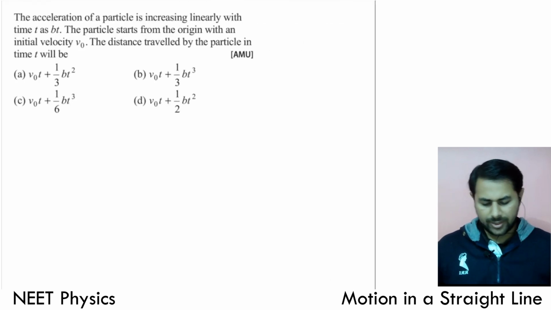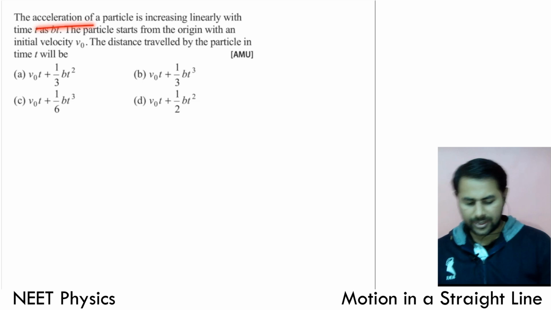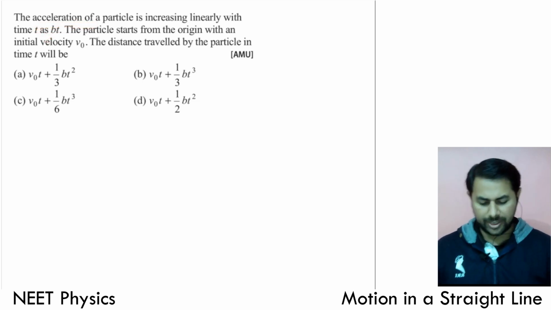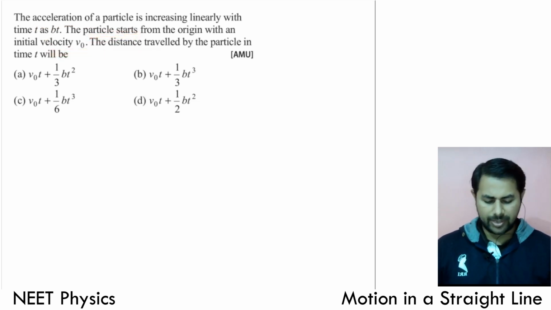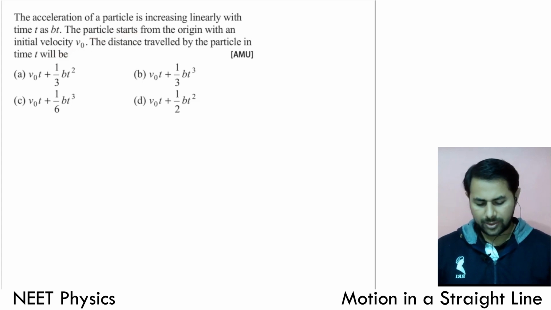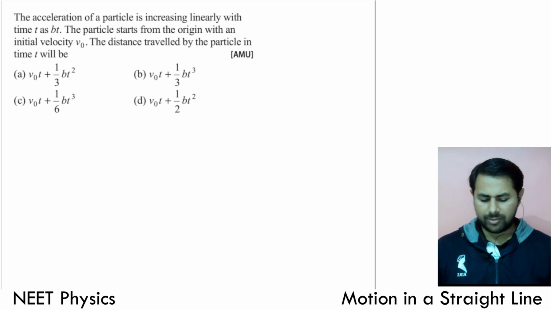All right, so let's see this one. The acceleration of a particle is increasing linearly with t as bt. The particle starts from origin with an initial velocity v naught. The distance traveled by particle in time t will be, tell me.